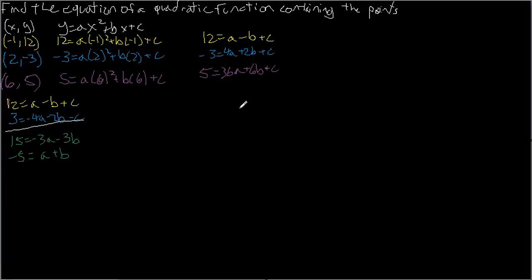Now let's use the yellow one again. 12 is equal to a minus b plus c. And this time let's subtract the purple one from that. So minus 5 equals minus 36a minus 6b minus c. Adding those together, which would this one be? Red. 12 minus 5 is 7. a minus 36a is minus 35a. And negative b minus 6b is minus 7b.